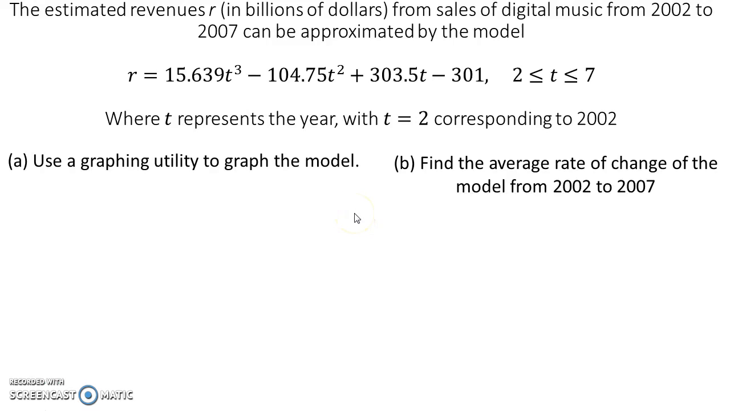All right, in this problem, the estimated revenues in billions of dollars from the sales of digital music from 2002 until 2007 can be approximated with this model right here. This is going to range from 2 to 7. What the 2 and the 7 are is the years, where t equals 2 corresponds with the year 2002. So we're going to go from 2002 till 2007, with t being those years, the time.